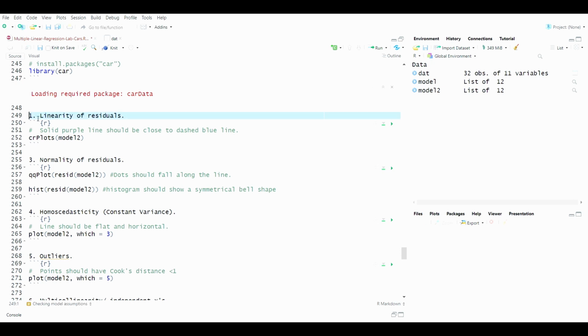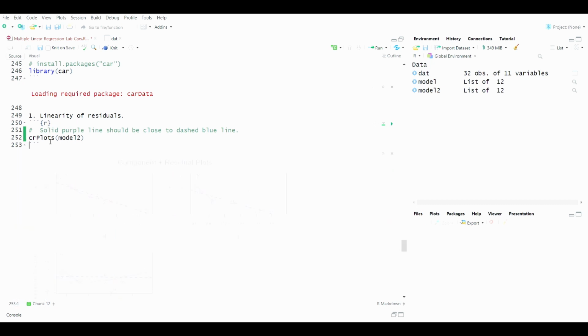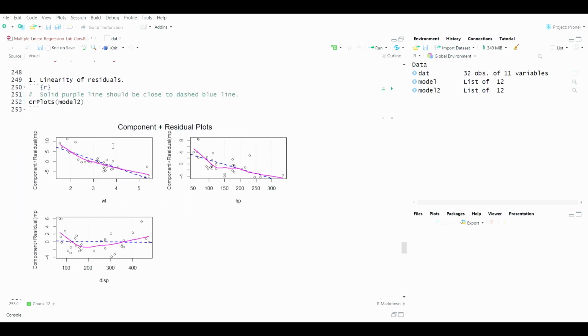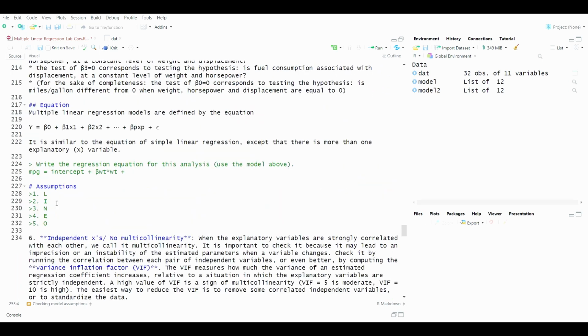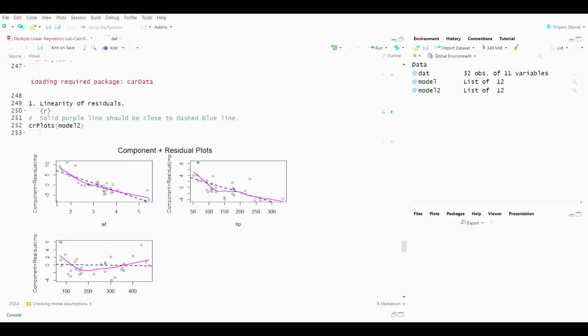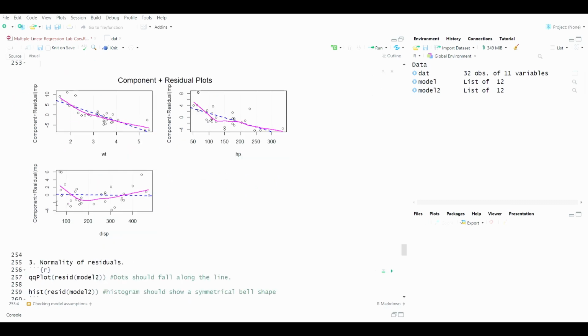First, we're going to check the linearity of residuals using the crPlots command on the results of our Model 2. Running this line, we get component and residual plots for each one of our x variables: weight, horsepower, and displacement. What is this thing called again? Displacement. What I know about cars, you can put in my eye and it wouldn't hurt a bit. Weight, horsepower, and displacement.